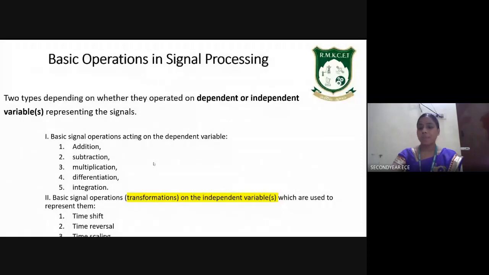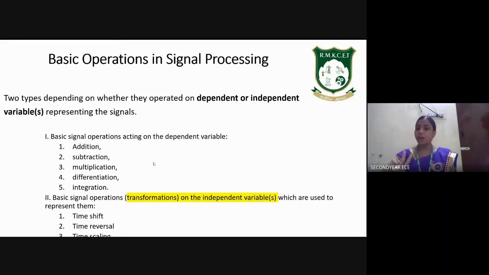Some basic operations in signal processing. What are the basic operations we can do? We can do two types of basic operations. We can do operations on amplitude values of the signal, and we can do operations on the independent variable. That means we can do operations on the x-axis, and also some manipulations on the y-axis.